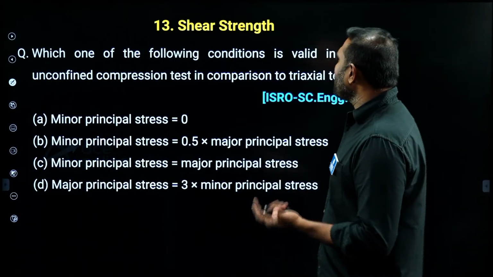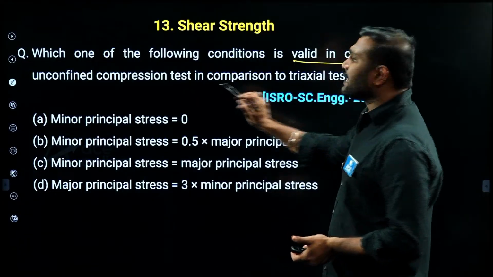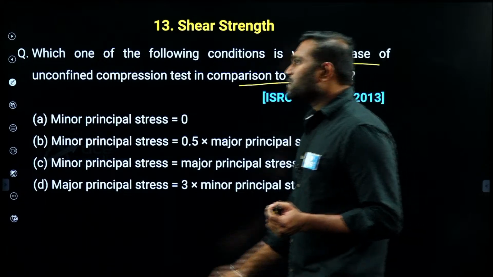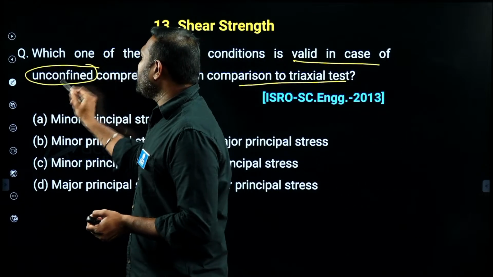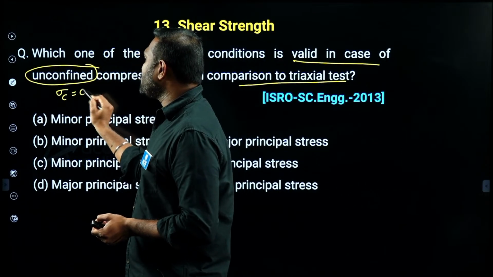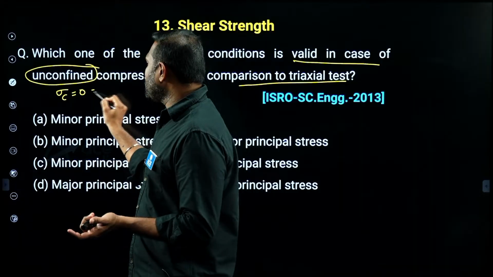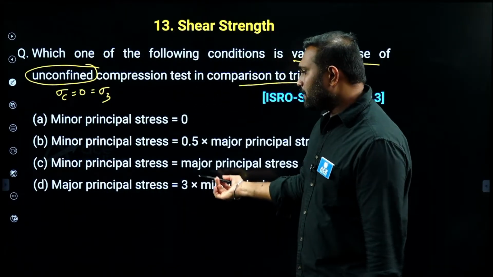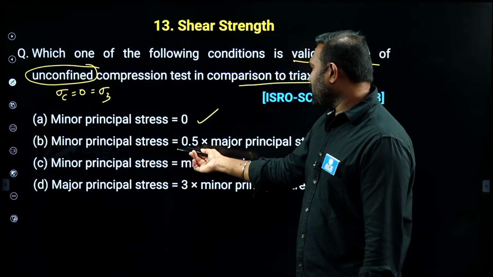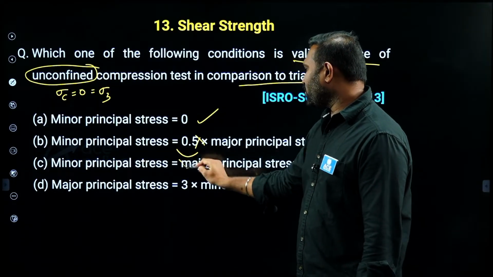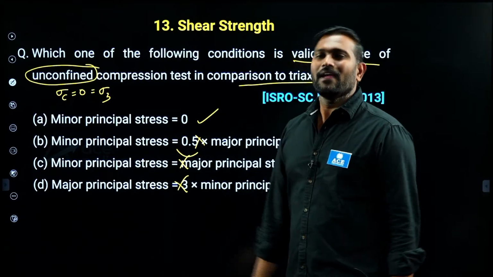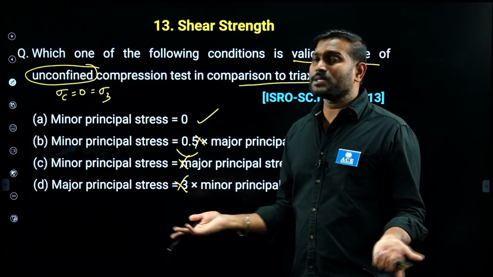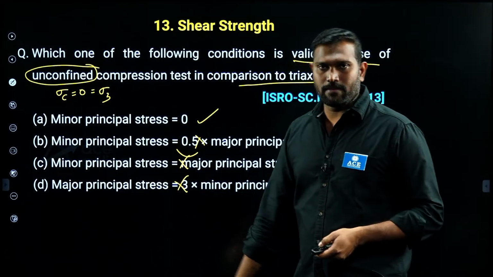Now coming to this question, shear strength. Which one of the following conditions is valid in case of the unconfined compression test in comparison to triaxial test? First of all, what is meant by unconfined? The meaning of unconfined is cell pressure or confining pressure is 0, which is nothing but minor principal stress is 0. That's it. Simply, the meaning of unconfined is there is no confining pressure. Cell pressure or minor principal stress is 0. The correct answer is option A.